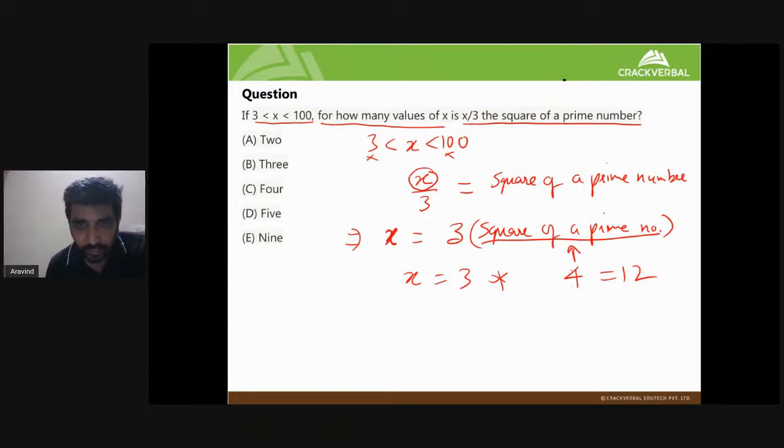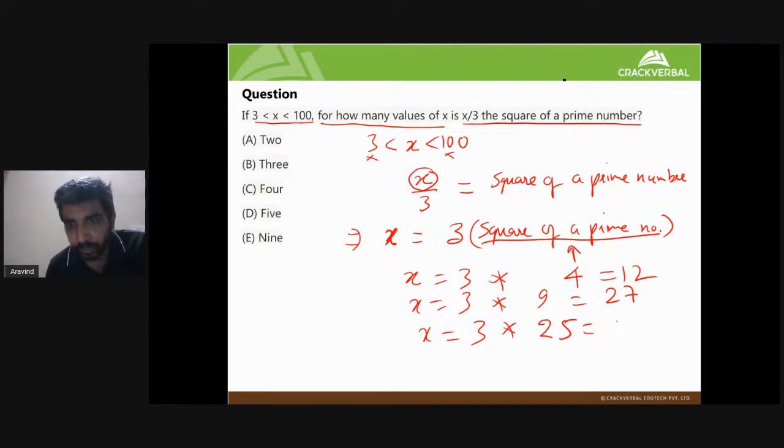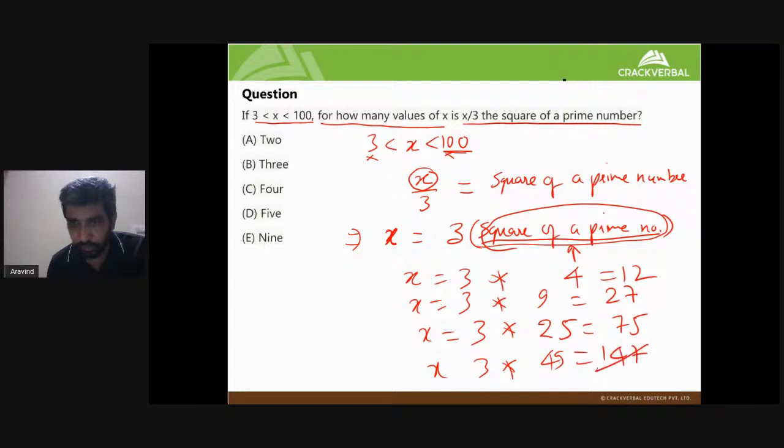I plug in 9 here, 9 is the square of 3. So x would be 3 into 9, 27, possible. I plug in 25, so x equals 3 into 25. 25 is the square of 5 and 5 is a prime, so 75. By now, I already know that I am approaching the upper limit, so I will have to be careful. What is the next prime number after 5? The next prime number after 5 is 7. If I plug in 7 square here, 7 square is 49. 3 into 49 is 147. 147 is not allowed for x because x has to be less than 100. So how many values of x are there? There are 3 values of x.